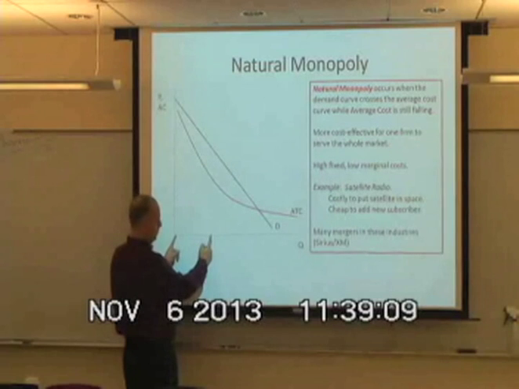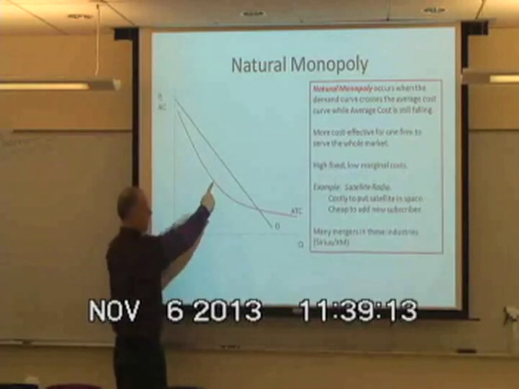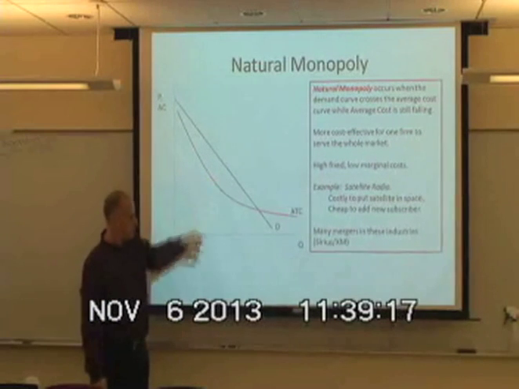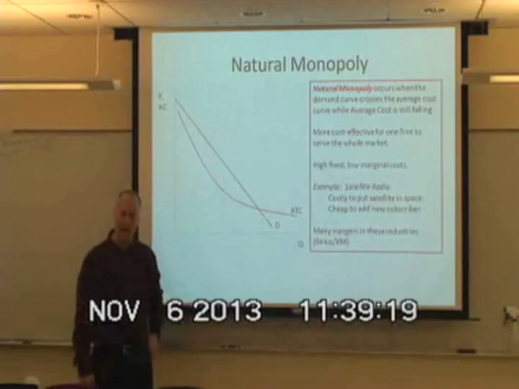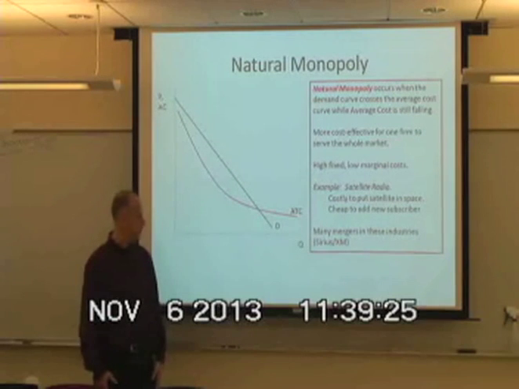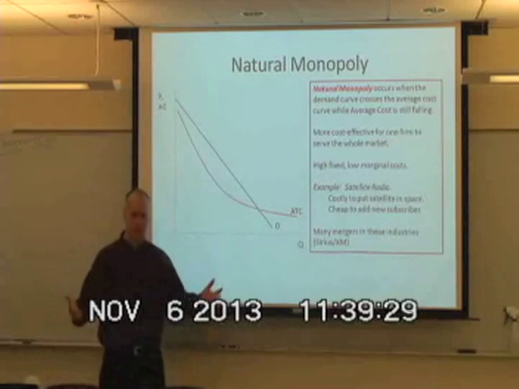If a firm was trying to produce half this much, the cost of producing that would be very, very high, and very, very high for two firms. So the cost of production would be significantly higher if we had two firms producing. In other words, we put two satellites in space rather than one. We often get a lot of mergers in these industries because firms figure this out. Sirius and XM are one example.